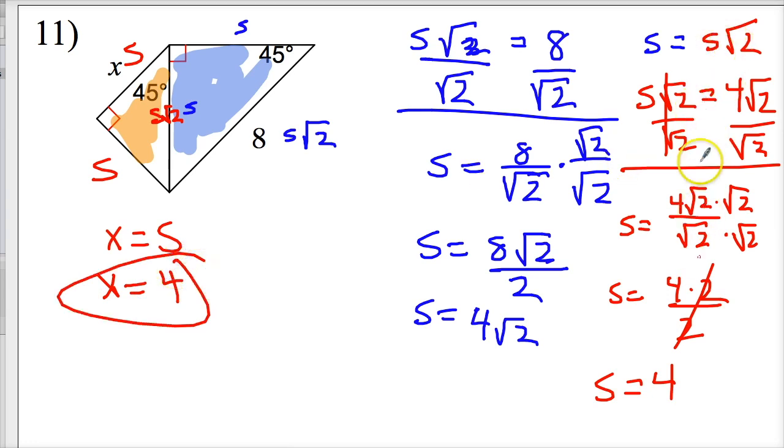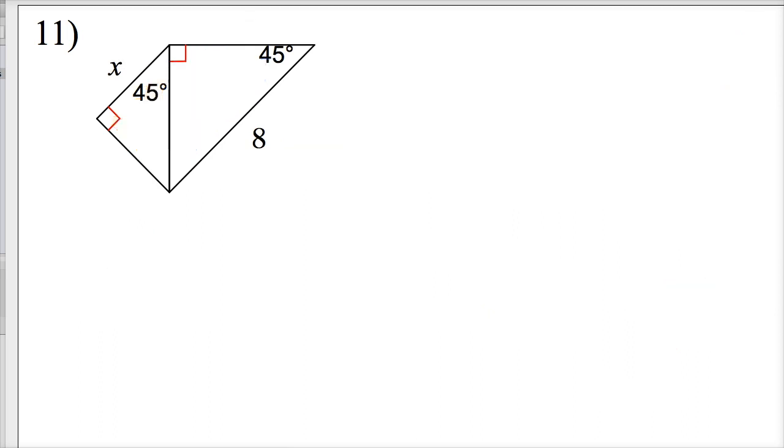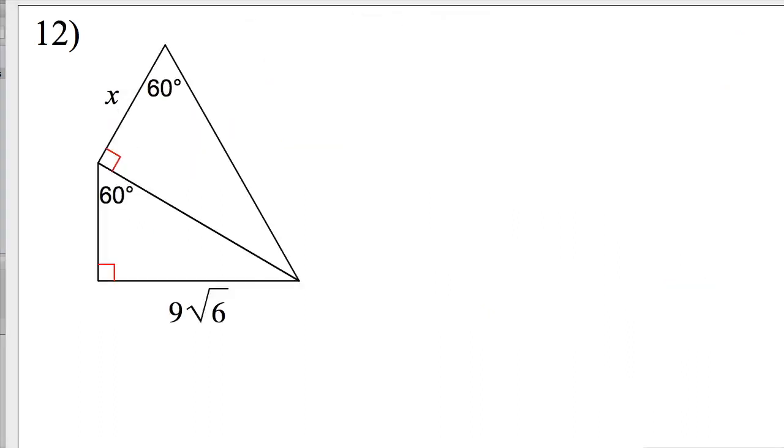And you didn't really have to go through all that effort. If you were thinking about it, like, well, if it's 4 square root of 2 and it's s square root of 2, why don't you just take the 4? That's fine too. Either way. I just wanted to show you the long math way, I guess. One more and I'm done.